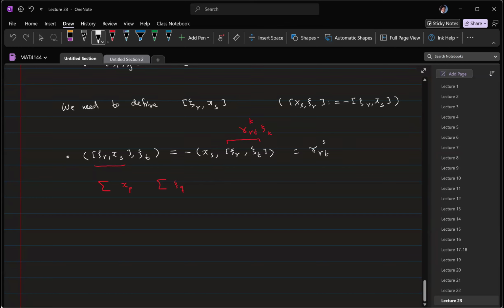Okay. And this is the coefficient of xt on the left-hand side because it's paired with ct. All right. So this calculation says the coefficient of xt in the bracket of CR and XS equals gamma RTS, completely determined according to the Lie algebra structure on G star. We can also do a similar calculation to determine the coefficient of CT. Okay, so that calculation is the following.